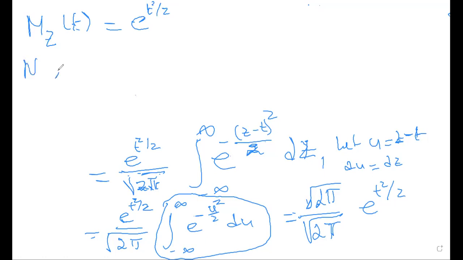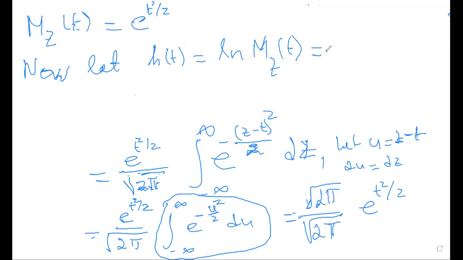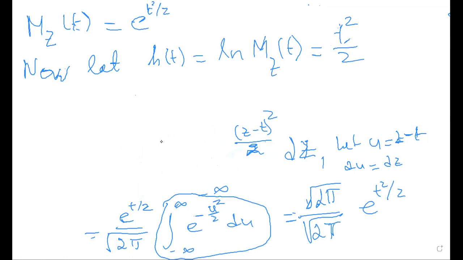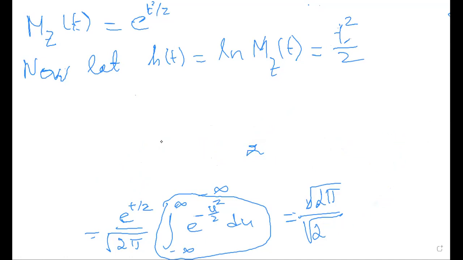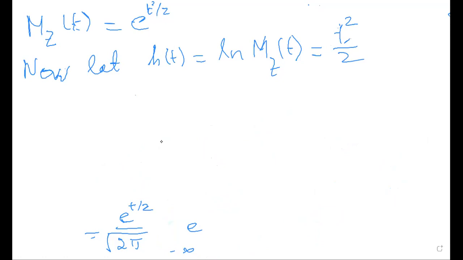Now let h of t be equal to the logarithm of m_z of t. What is the logarithm of m_z of t? t squared over 2. Please listen more to what I am saying so that if I'm not writing, you should know what I'm supposed to write.